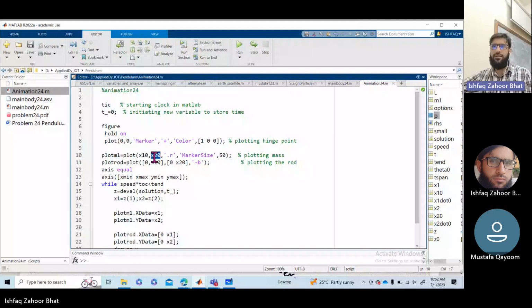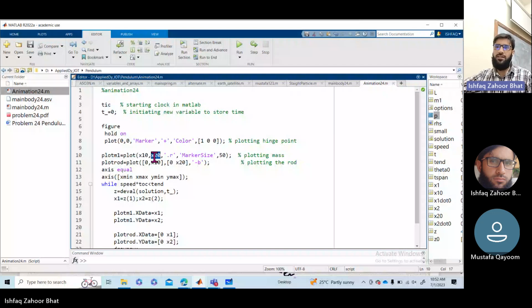Okay, and then we need to plot the rod also, because there is a rod which is connecting the mass to the origin. So we need to plot that also. So these are names. You can name anything. I have named it plot M1 to remember that I am plotting M1. This is what is important. This is the inbuilt function plot there also. Okay, so now I want to plot the rod. So I am using plot.